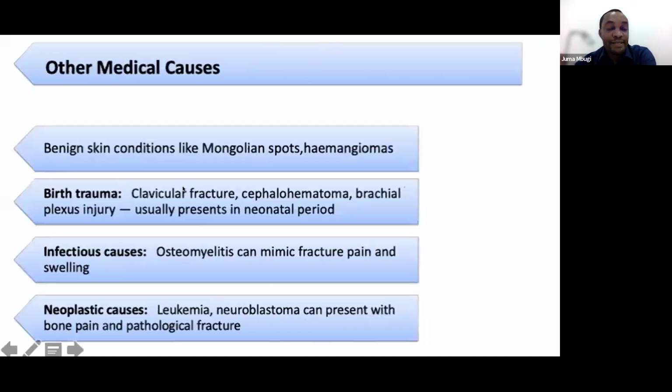There are other mimics from medical causes, like benign skin conditions such as Mongolian spots, hemangiomas, and port wine stains. These can be confused with bruising from non-accidental injuries. Also clavicle fracture, cephalhematoma, brachial plexus injury, infectious causes like osteomyelitis, and neoplasms like leukemia and neuroblastoma can present with bone pain and pathological fracture, which can also be confused with non-accidental injuries. So what are we supposed to do? Because we need to also clear the confusion.